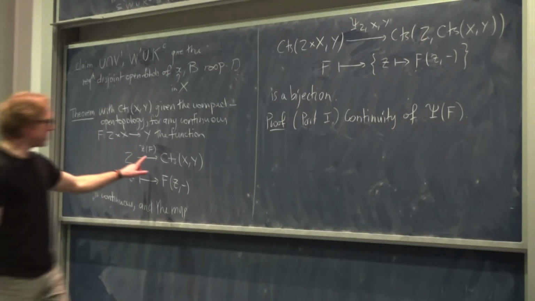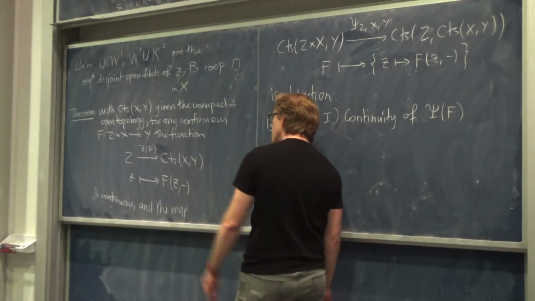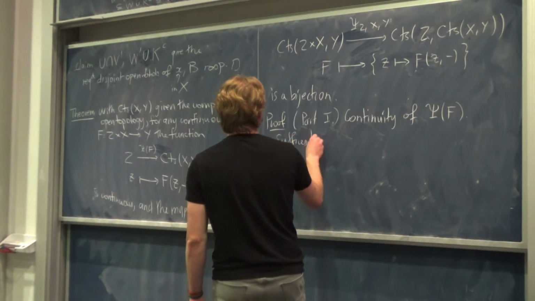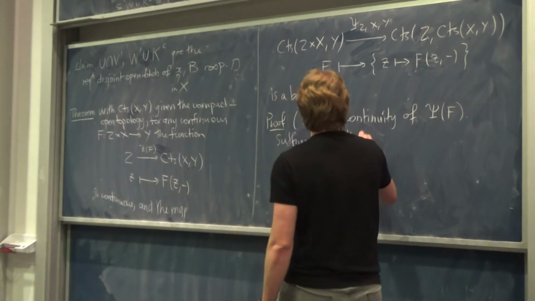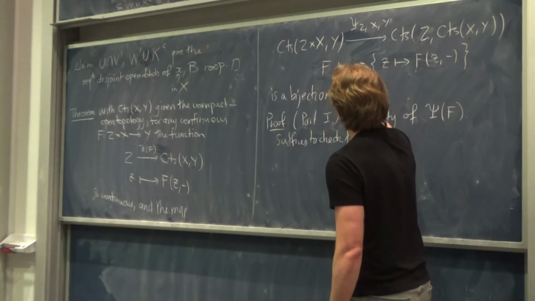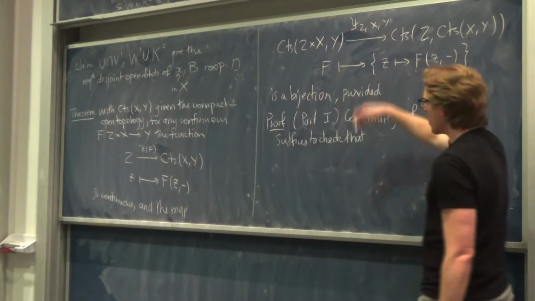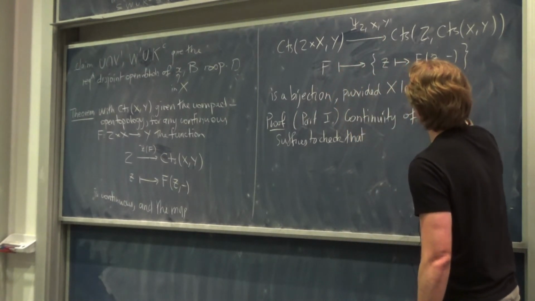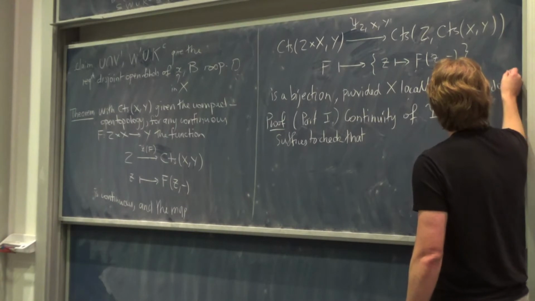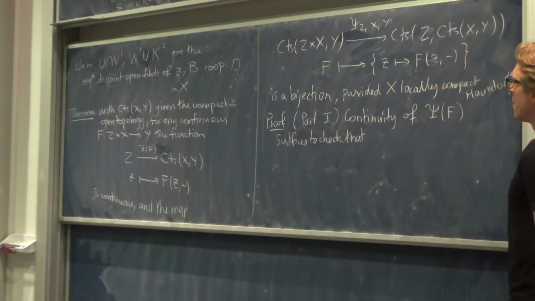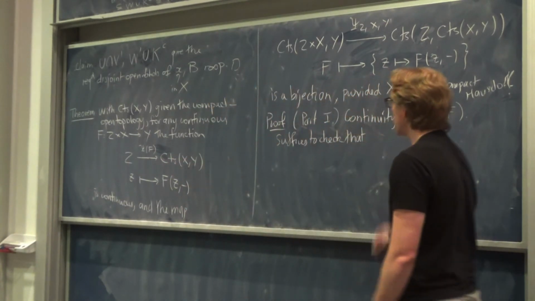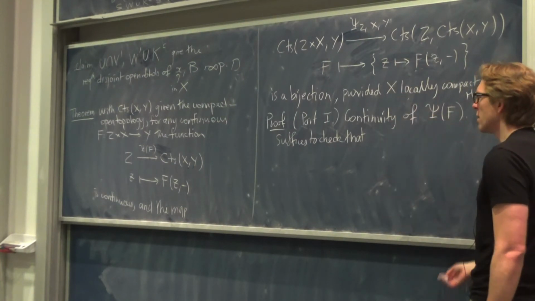So to prove this is continuous, I just need to take my chosen subbasis there and check the pre-images are open. Okay, so it suffices to check, I mean, this is only a bijection provided X is locally compact Hausdorff. Apologies. This is always continuous, no hypothesis. I mean, this map is continuous, no hypotheses on X, Y, or Z, but this is only a bijection in this case, in general.